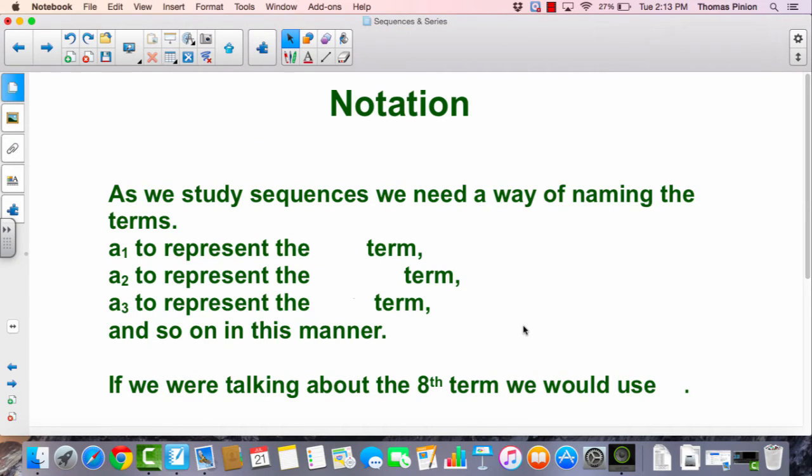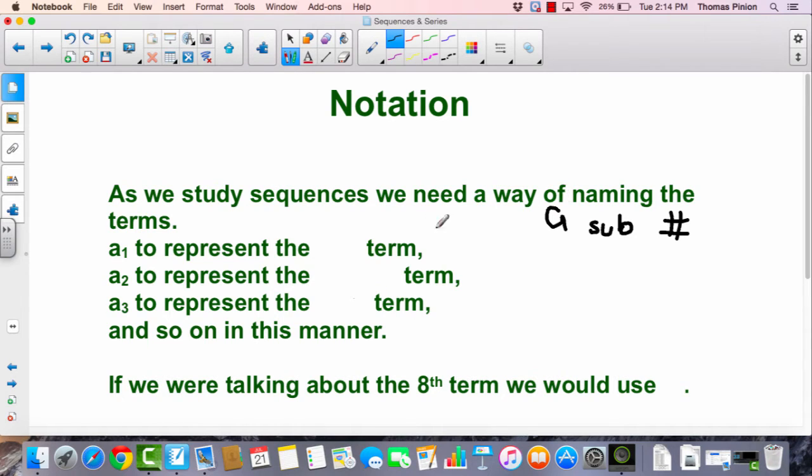Now, notation. As we study sequences, we need a way of naming the terms. We're going to call it A sub 1, okay? That's written as A, the letter, sub, S-U-B, and then the number, in this case 1. A is any letter or variable that can be used. We could say B sub 1, C sub 1, or Y sub 1. We can use any letter we want here. Sub is just telling you that it's a little 1 in the bottom right corner.